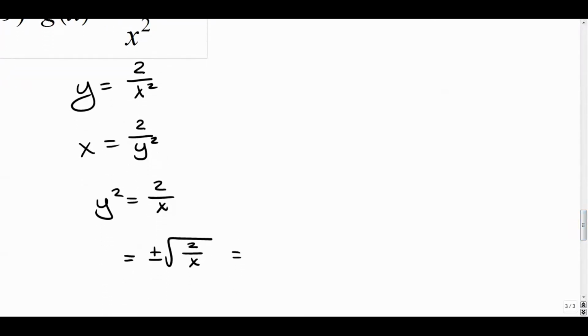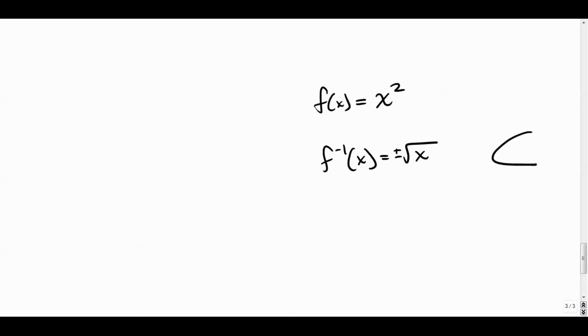But nevertheless, we have found our inverse, right? g inverse is the positive and the negative square root of 2 over x. To make that a little bit clearer, if we have f of x equals x squared, the inverse of that is not just the square root of x. It's got to be positive and negative. And when you take the positive and negative square root of x, you get a graph, a relation that's not even a function. This thing graphs like this.